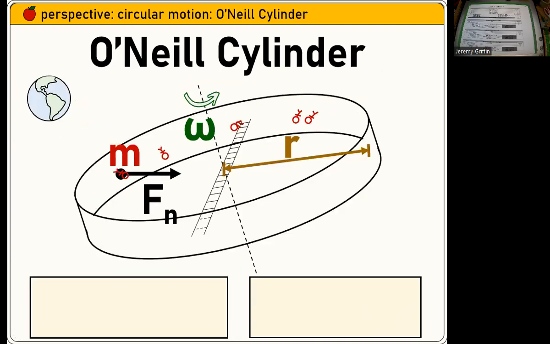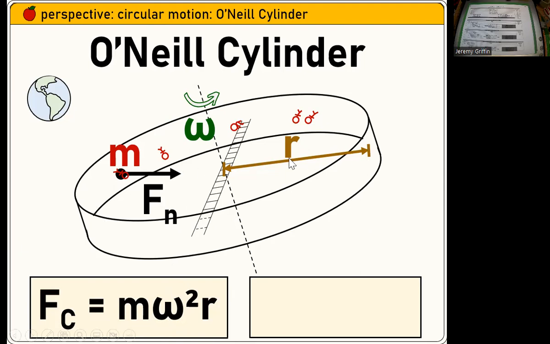O'Neill cylinder. Whenever you have either a turntable or a big rotating solid object, it's usually more convenient to solve whatever question you're asked in terms of rotational mechanics. You could solve in terms of v, but it's usually easier to resort to omega, how fast the whole thing is rotating in radians per second. So you can ask a question like this: if you want this guy to close his eyes and think that he's on Earth, he has to feel Earth gravity.